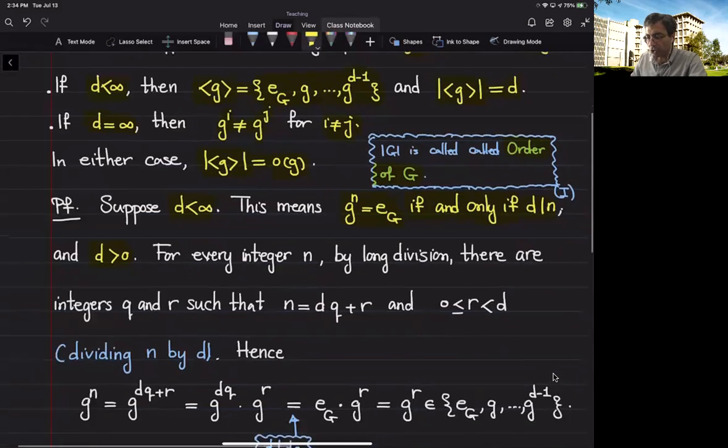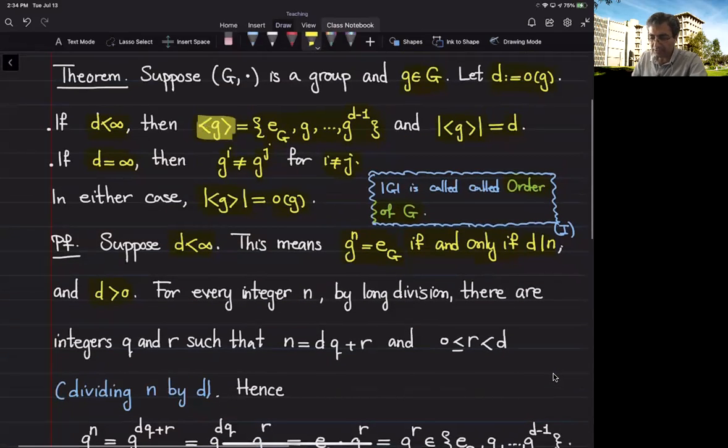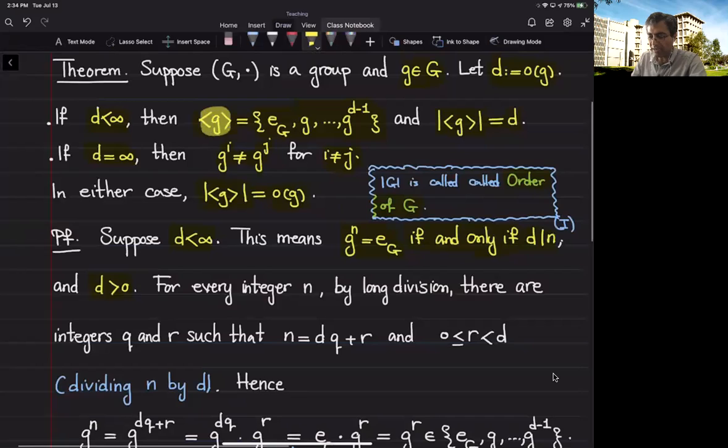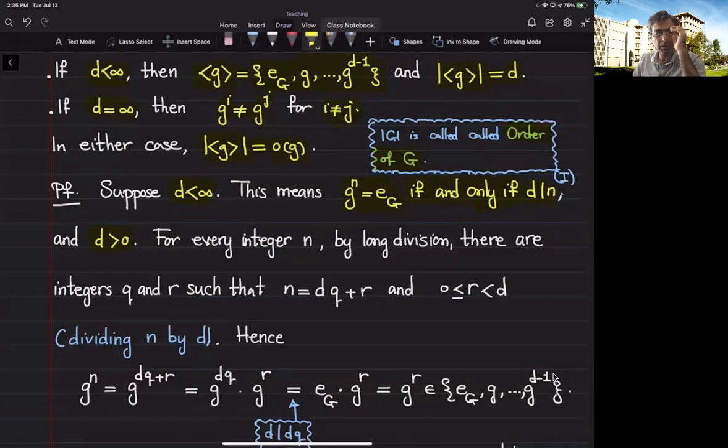Now, I want to show that every element of the cyclic group is among these ones, and these are distinct. So let's start by showing that every element of the cyclic group is among these ones. Okay, so I start with an element of this group, but we know every element of this group is of the form g raised to power n for some integer n. So I pick this element, and I want to argue that g to the n belongs to this set.